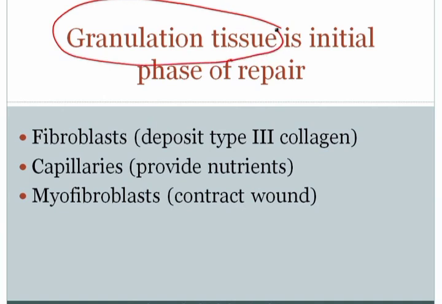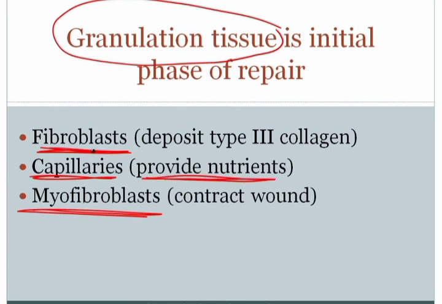And what does granulation tissue consist of? There are three major components of granulation tissue: fibroblasts, capillaries, and myofibroblasts. Now, what do the capillaries do? They provide nutrients. What do the fibroblasts do? They deposit type 3 collagen. And what do the myofibroblasts do? They contract the wound down.